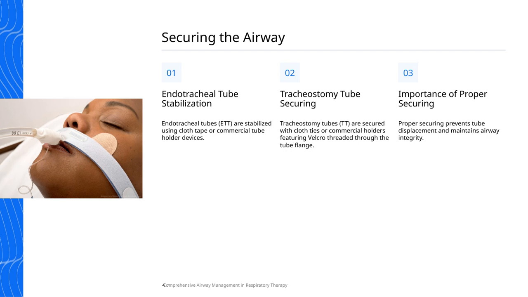Similarly, endotracheal tubes, or ETT, are stabilized using cloth tape or commercial tube holder devices that are specifically designed for this purpose. Proper securing is critical because it not only prevents accidental dislodgement, but also helps avoid complications like airway trauma or loss of the airway. So, ensuring these devices are properly secured is a fundamental part of comprehensive airway management in respiratory therapy. It's a simple step, but it plays a huge role in patient safety and effective treatment.